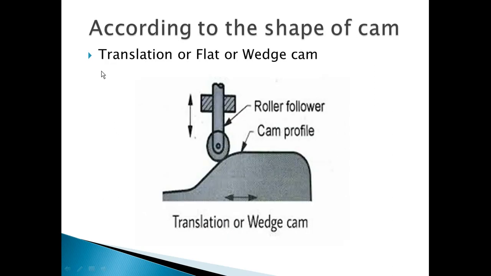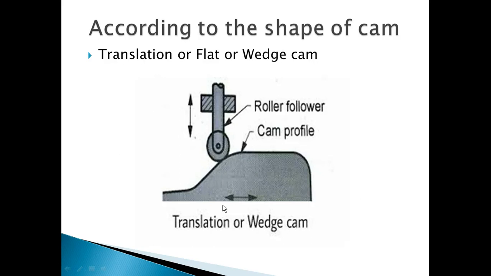Next one is translation, according to the shape of the cam. How is the shape of the cam given? In the previous case, you can see that the shape of the cam is circular, and now the shape of the cam is a translation or a flat or a wedge cam. Okay, the motion is a translation and the shape is a wedge one or a flat one. That's why, according to the shape, the cam is of wedge type. That's why the name given is wedge cam.